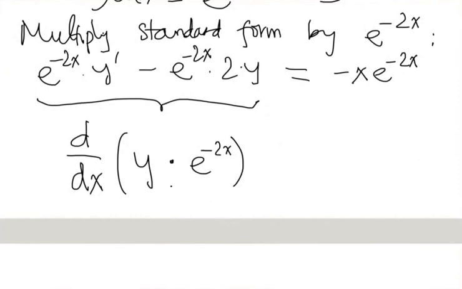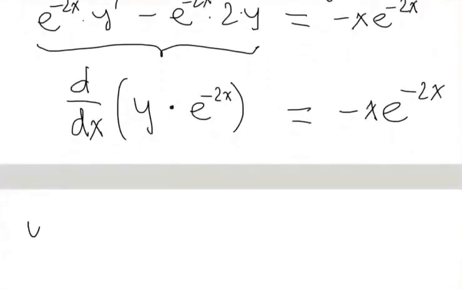The product rule would say that the derivative of y times e to the minus 2x is y prime times e to the minus 2x, that matches with the first term here. And then we have y times the derivative of e to the minus 2x, which is e to the minus 2x times negative 2, and again that matches the second term together with the minus sign. So our integrating factor is correct.